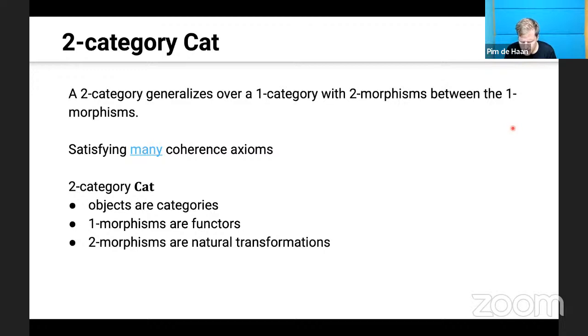There's a question: are there natural computer science neural network analogs to higher dimensional categories? I don't know. Maybe we can discuss that afterwards.